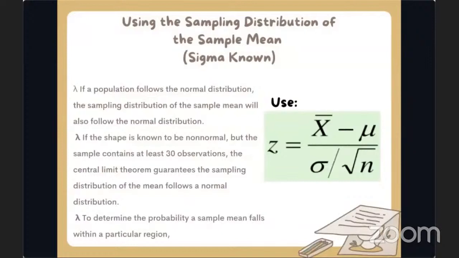Using the sampling distribution of the sample mean, as we know sigma. If a population follows the normal distribution, the sampling distribution of the sample mean will also follow the normal distribution. If the shape is known to be non-normal, but the sample contains at least 30 observations, the central limit theorem guarantees the sampling distribution of the mean follows a normal distribution. To determine the probability the sample mean falls within a particular region, we use the formula in this example.